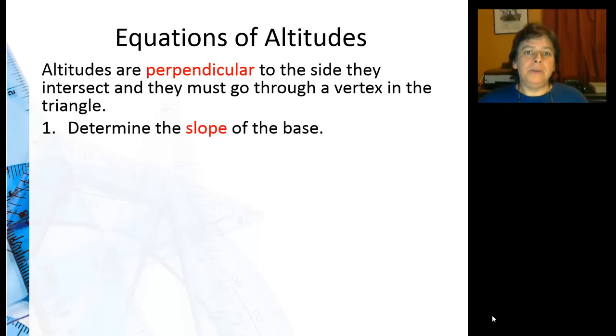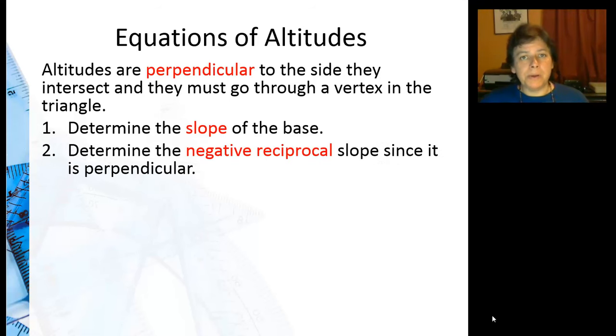So the first step is to determine the slope of the base. Then we're going to take the negative reciprocal because it's going to be perpendicular. So if the first slope is 1/2, the new slope would be negative 2 over 1. If the first slope is negative 3 over 4, the perpendicular slope would be positive 4 over 3. If the original slope is positive 5, the negative reciprocal would be negative 1 over 5. So you just flip it and change sign. If it's a whole number to start, put a 1 underneath.